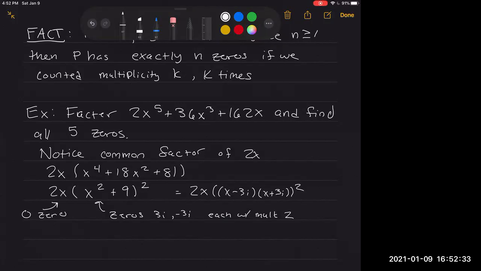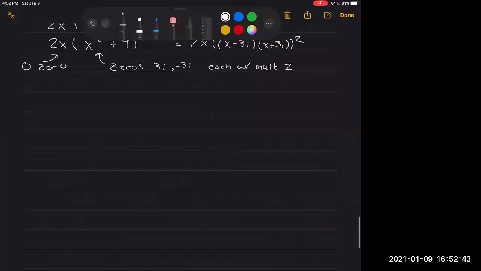All right. Okay, and now we're going to do another example. We're going to find a polynomial.